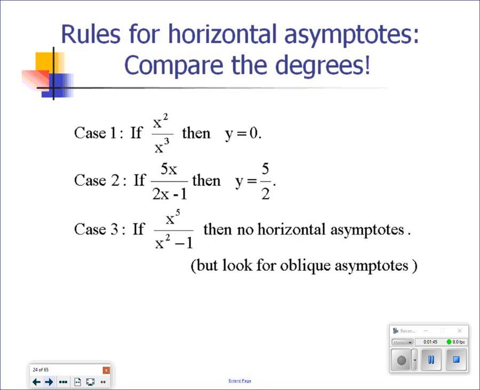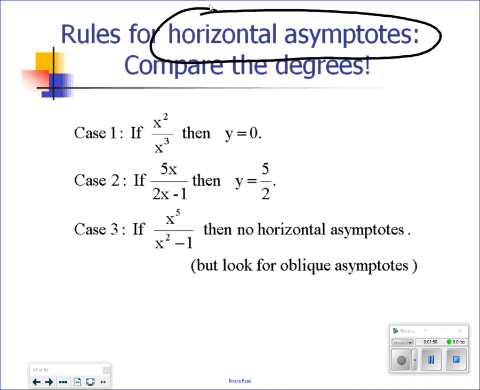This page, put a star by it, put an asterisk by it. It's the biggest page that we have going. This is all about horizontal asymptotes. When do horizontal asymptotes occur? There's three cases. First, if the degree of the top is smaller than the degree of the bottom.